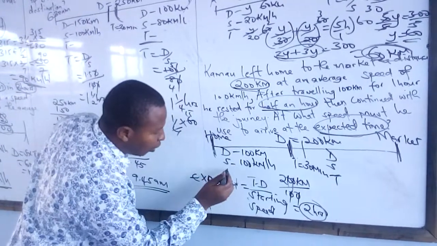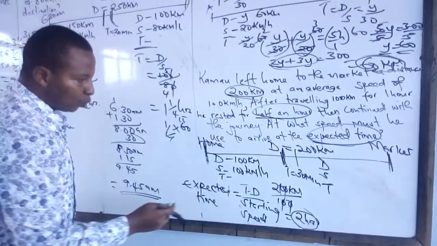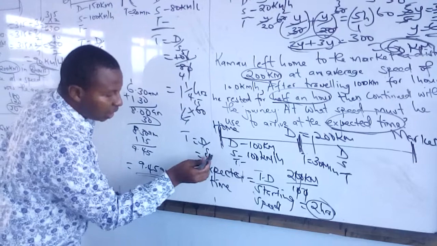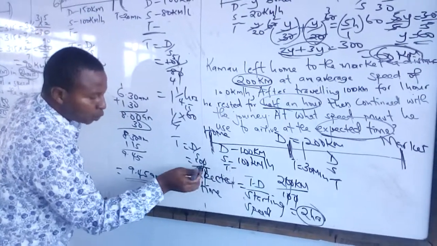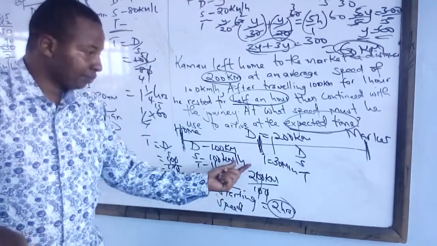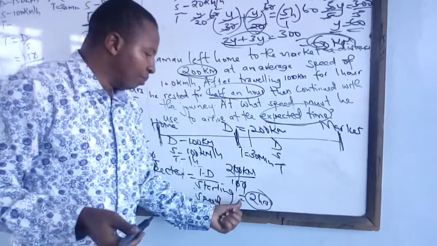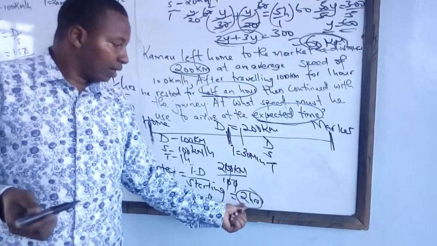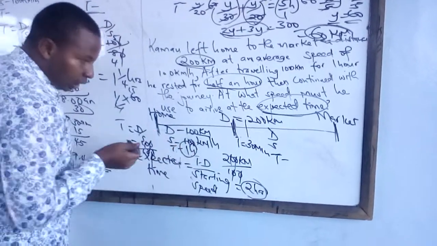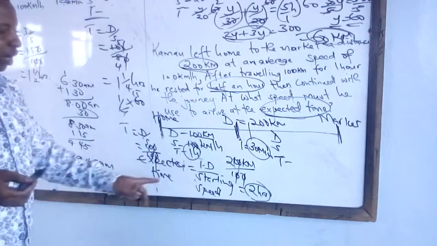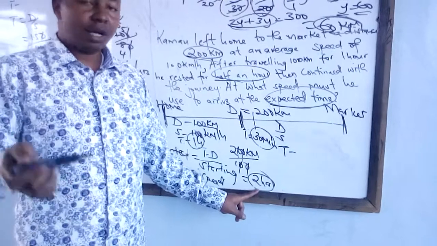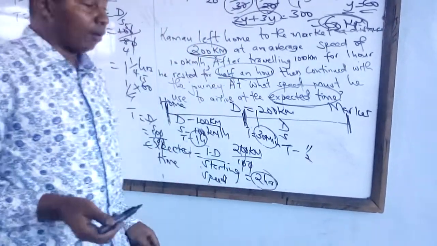So do we know the time of the first part of the journey? We can get it by dividing, time is equal to distance over speed, which is 100 divided by 100. So for the first part of the journey, Kamau took 1 hour. He rested for 30 minutes. Remember, expected time is 2 hours. So how do you get this other time here? You take 1 hour and add this 30 minutes. So this is 1.5. What is remaining, because expected time is 2 hours, is half an hour.